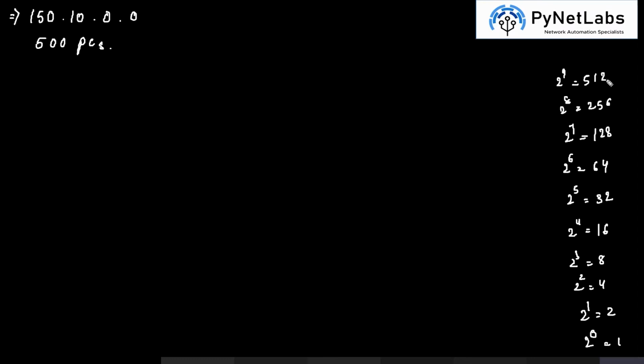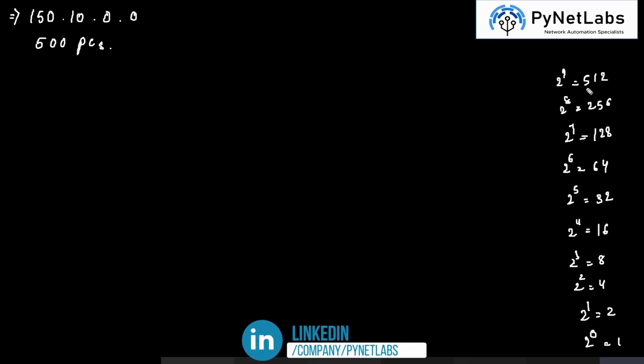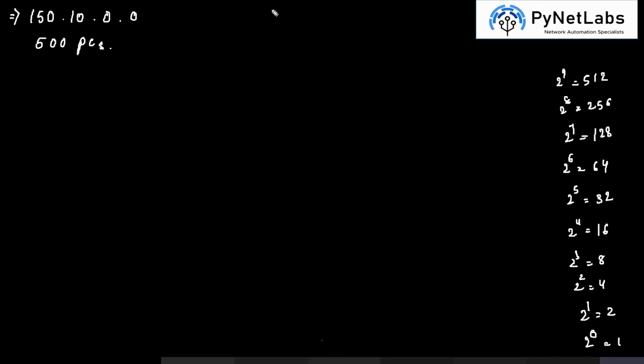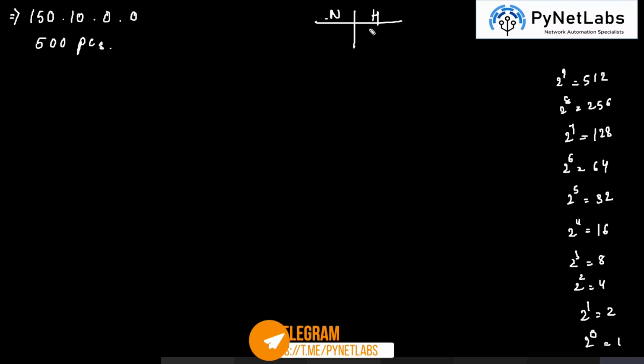Okay. So when I wrote the value of 2 raised to the power, I got 512, which is, I guess, the nearest and the greater one to 500 pieces. So now when it comes to class B, what is the default distribution of network and host bits? It is 16 and 16.